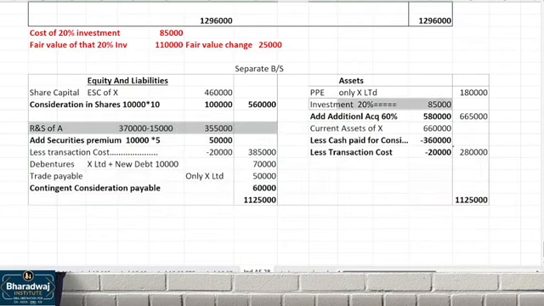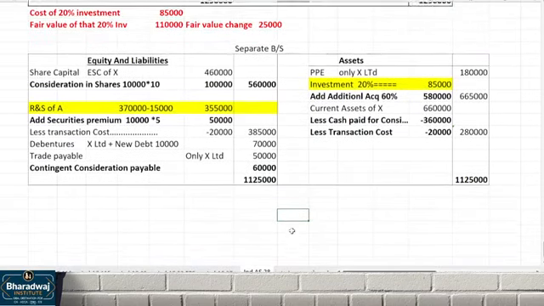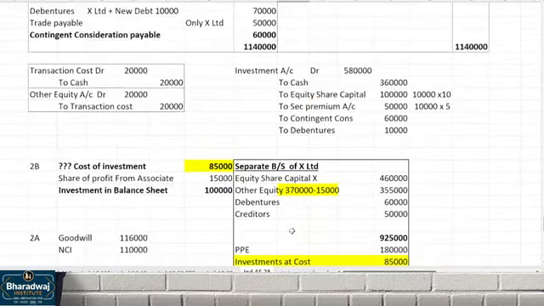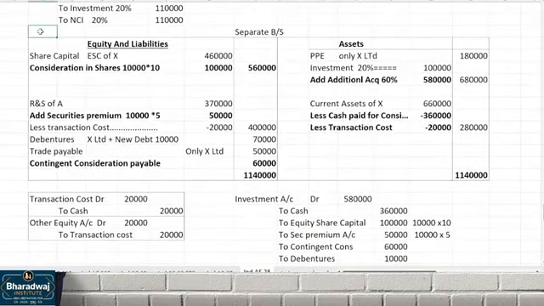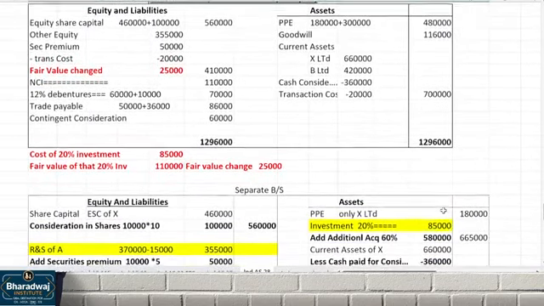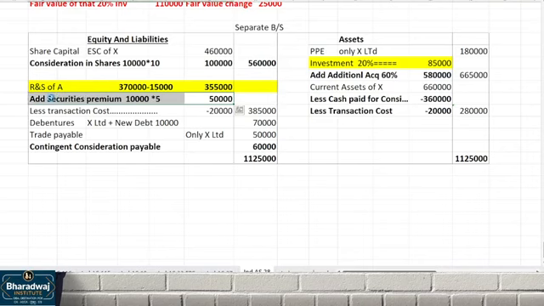Investment value change. This is for which one? Case B. We prepared the separate balance sheet for case A, right? What difference will there be between that balance sheet and the balance sheet in case B? Reserves and surplus will be 3,70,000 minus 15,000, which is 3,55,000. All the others are the same. On that investment, excluding that income, 85,000 will come.